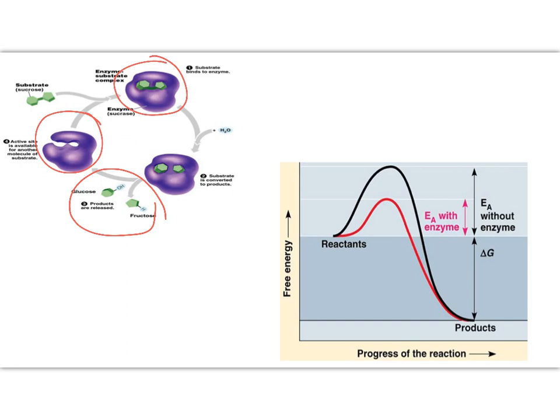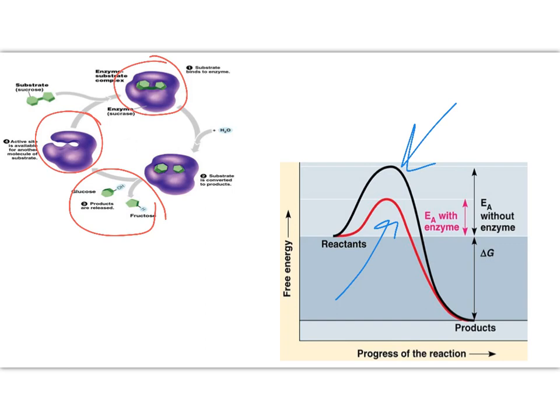Hopefully you remember this graph from before, right? So the black line here is the energy that was required to get the chemical reaction happening without the enzyme, whereas the red one is the energy required to get the chemical reaction happening with the enzyme.